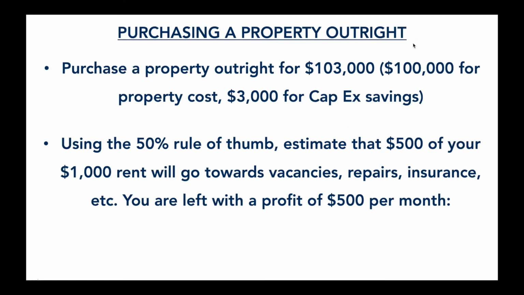If we're going to purchase the property outright, then we have to pay $103,000. That's because we're going to pay $100,000 for the property and $3,000 for capital expenditure savings. Using the 50% rule of thumb, we estimate that $500 of the rent will go towards vacancies, repairs, insurance, and other items. And so we're left with a profit of $500 per month.